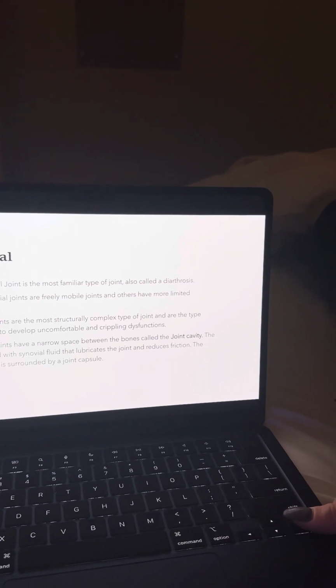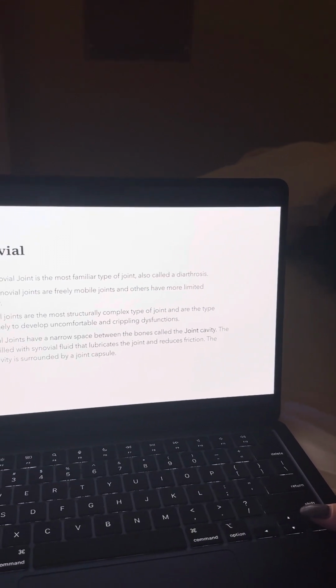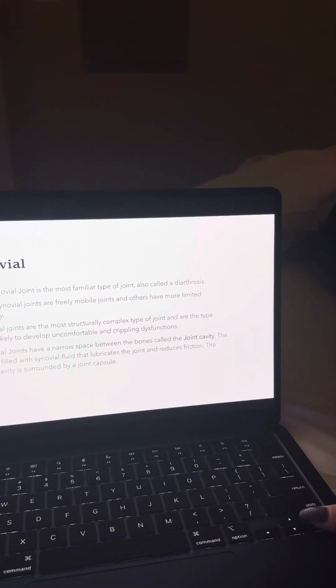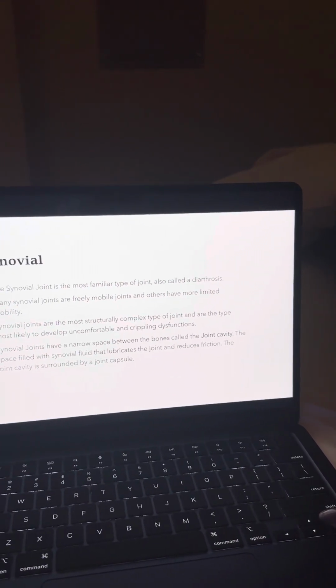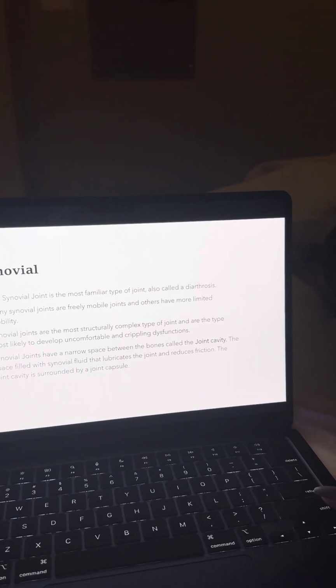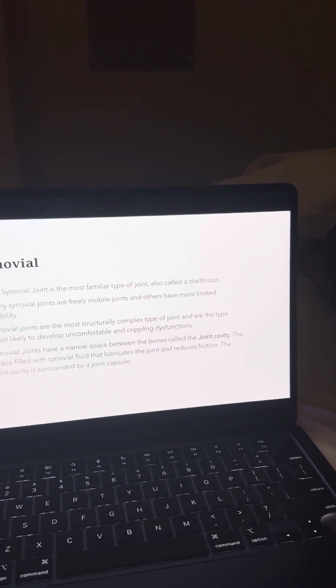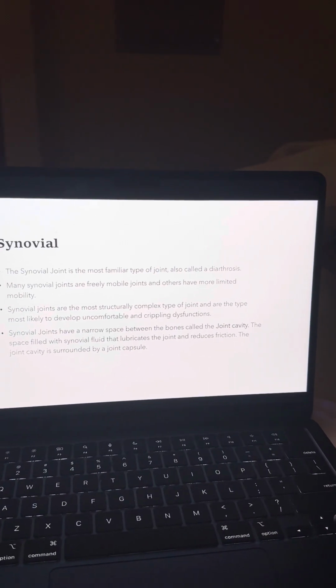Synovial joints are the most familiar, and they're also called diarthrosis. Many synovial joints are freely mobile, but others have more limited mobility. Synovial joints are the most structurally complex type of joint and are most likely to develop uncomfortable and crippling dysfunctions.